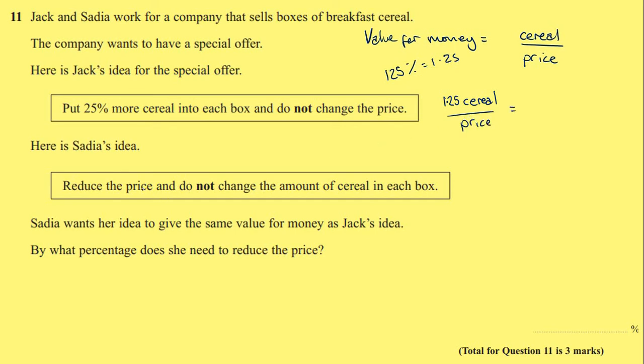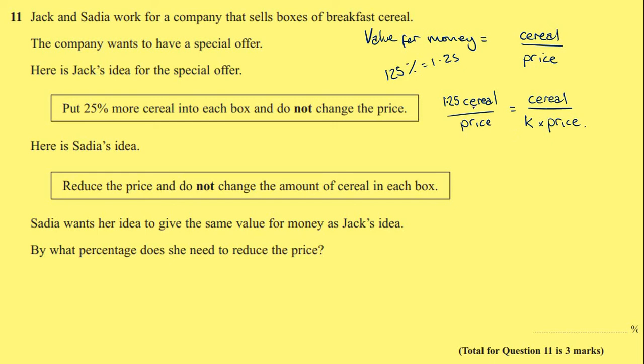Now, Sadia said, reduce the price, but don't change the amount of cereal. So you're still going to have the exact same amount of cereal, but we're going to have something multiplied by the price. We're going to have some value. I'm going to call it K, because we don't know what it is just yet. We're going to have K times the price.